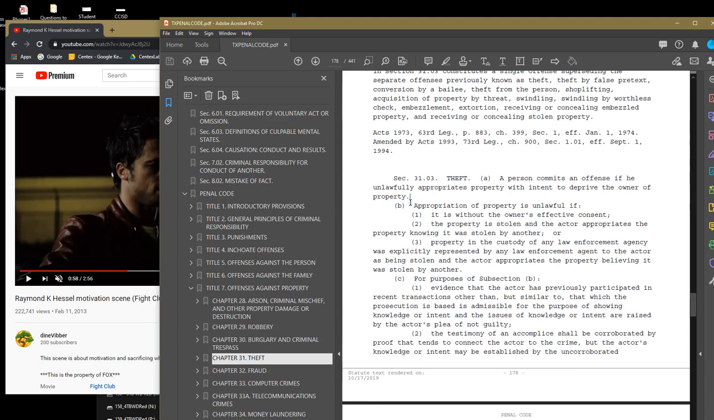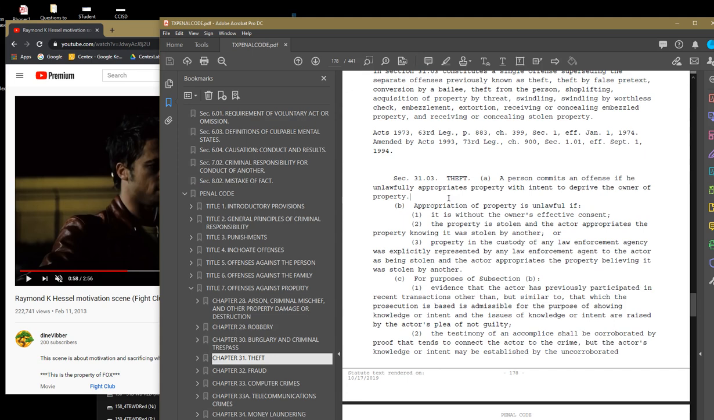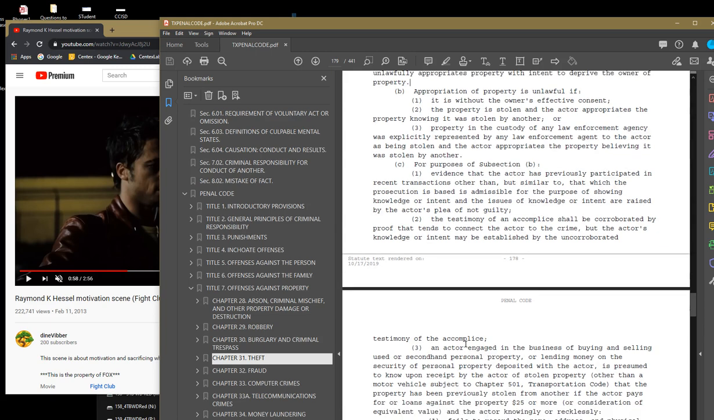What's going to elevate this to robbery is the fact that he's using force or threat against this person. And so we understand what theft is: unlawfully appropriates property with intent to deprive the owner. Did Brad Pitt do that? Yes. But theft doesn't have anything about force in here, because that would elevate it to another crime. In fact, if there was no force or threat, let's just say he took Raymond Hessel's driver's license off the counter while he wasn't looking, that would be theft.